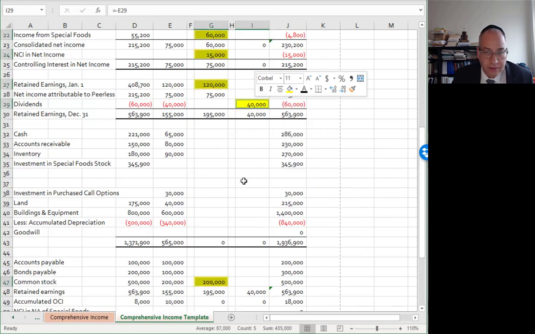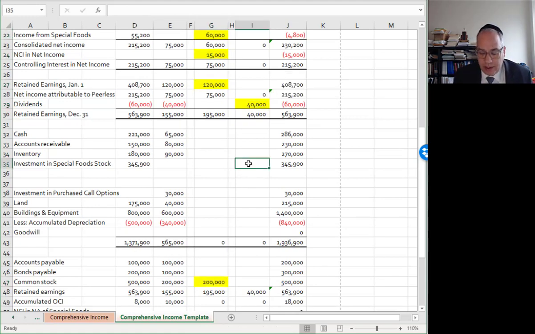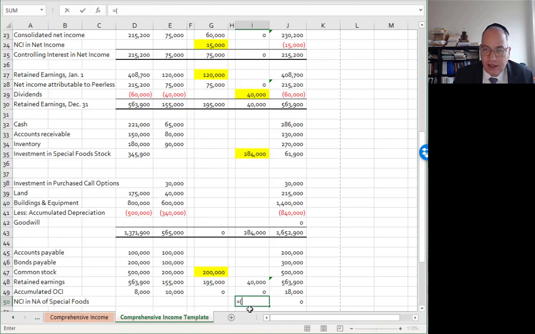And make it all yellow. And then 80% of this will be credited to the investment accounts. That'd be 60 plus 15 plus 120 minus 40 plus 200 times 80%, which would be $284,000. And the credit would go to non-controlling interest for 20% of the same thing.